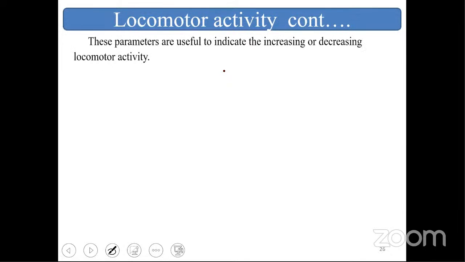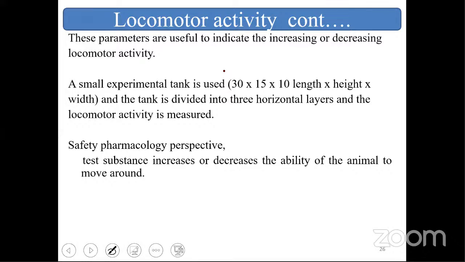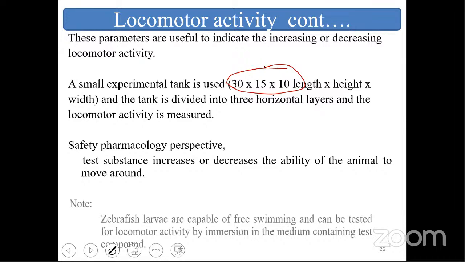The tank size is 30 by 15 by 10, but it is not mandatory to maintain this; it depends upon your availability. Now, coming to the next topic.